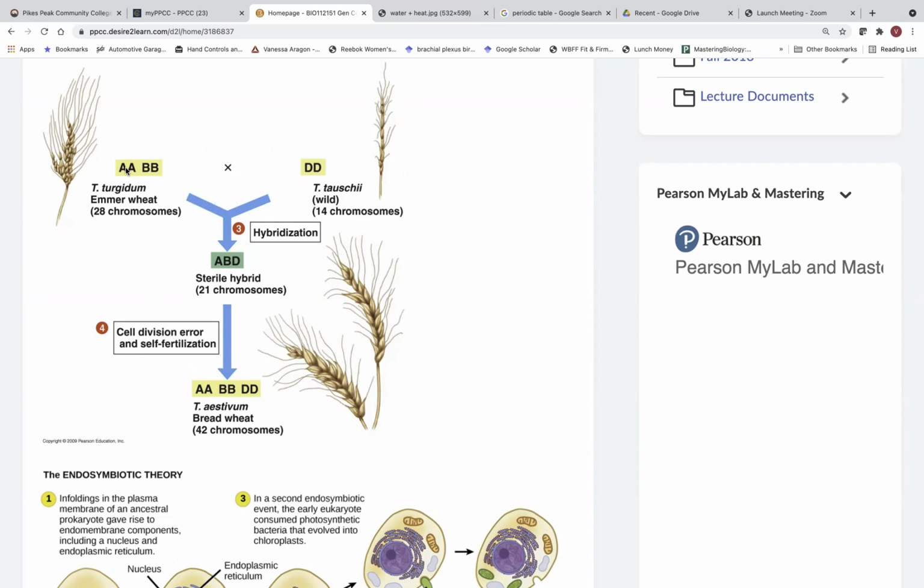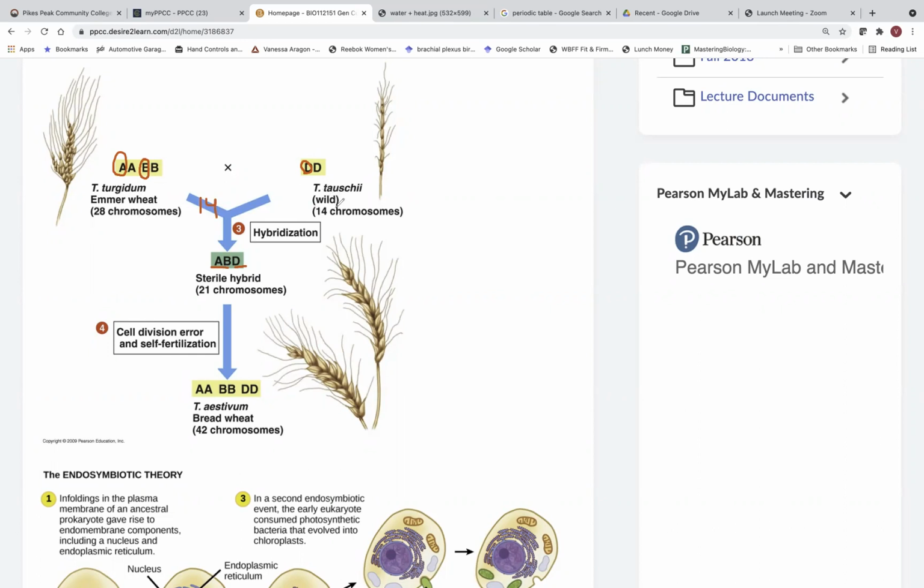In meiosis, half of the chromosomes are going to be given. So this set of chromosomes and this set of chromosomes are going to be given to the offspring. And then half of these chromosomes are given to the offspring. And so there you go, right there. So with that, 28 chromosomes, 14 were given. So let's put a 14 on this. 14 were given in a gamete.